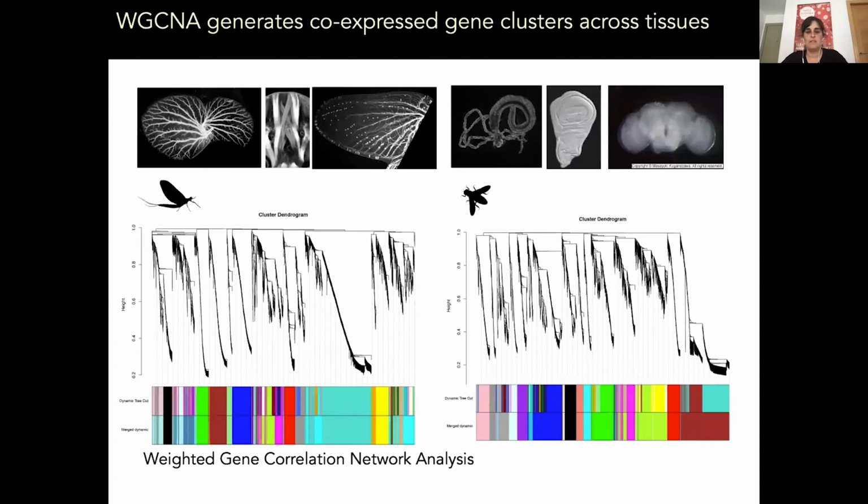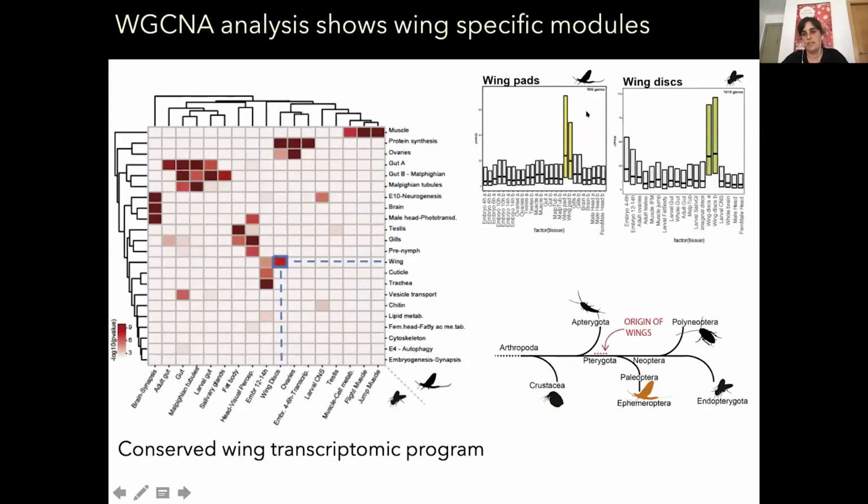So at the end, what we have is a set of modules, of clusters, with genes that are specifically or sort of specifically expressed in there. So here you can find, for example, the wing module in mayfly, and here the wing disc module in Drosophila. And when we did pairwise comparisons of these clusters, what we found was a high overlap between the genes contained in the wing module of mayflies and the genes contained in the wing disc module in Drosophila, suggesting a conservation of the wing program, the transcriptomic wing program, in the entire pterygote lineage.